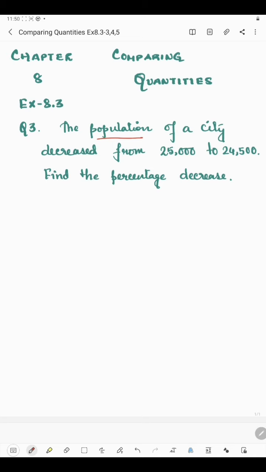Now the population of a city decreased. That means the city's population increased and decreased. From 25,000 it has decreased to 24,500. We have to find the percentage decrease. At first we have to find how much the population decreased. So we'll write initial population. Initial means starting. So this was the initial population.